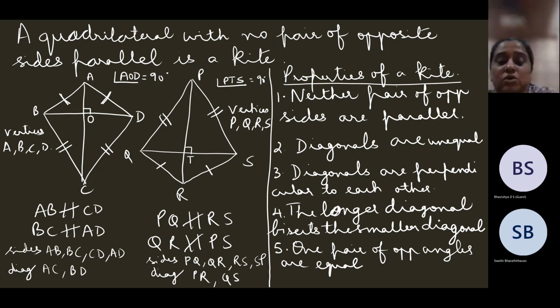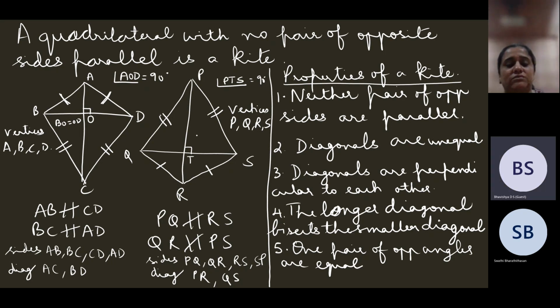Yeah. So the longer diagonal AC cuts the smaller diagonal into two equal pieces. The smaller diagonal is BD. So BO is equal to OD, because AC cuts it into two equal pieces. And now tell me, Bhavishya, which is the longer diagonal in the second figure? PR, ma'am. Which is the smaller diagonal? QS, ma'am. So PR is like the knife. It cuts QS into two equal pieces. So which are the two equal parts of QS? QR and SR, ma'am.